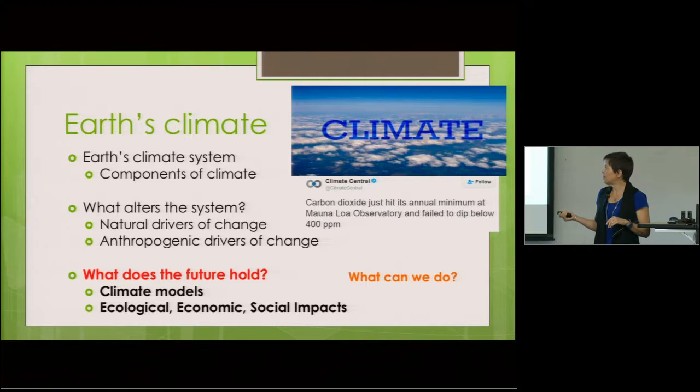So this week we are going to talk about what does the future hold? What are the predictions about the future and climate change? Some climate models, how do we get those predictions? And then I'm going to talk about some impacts of climate change that are happening already and that are predicted to happen in the future. And then what can we do about it? We as in humankind, and then very briefly, we as in individuals.